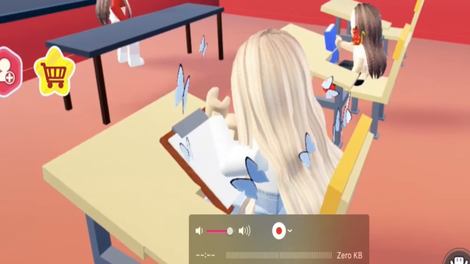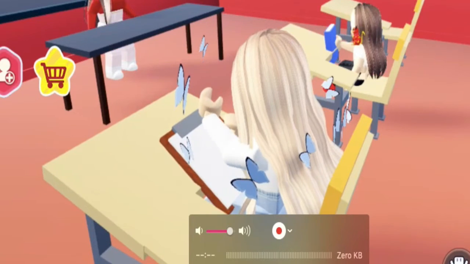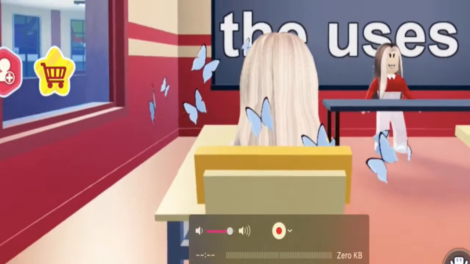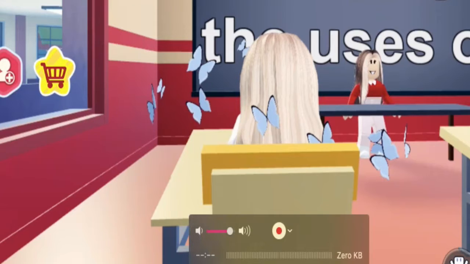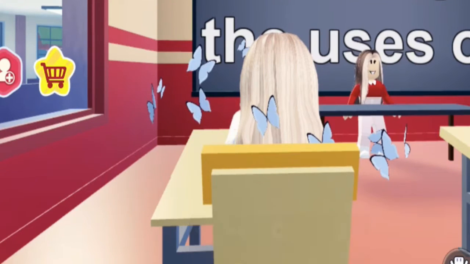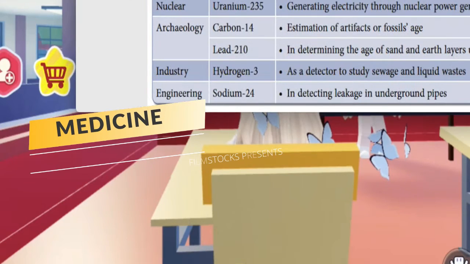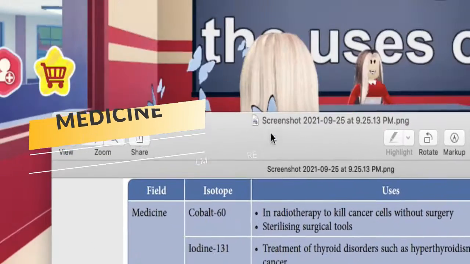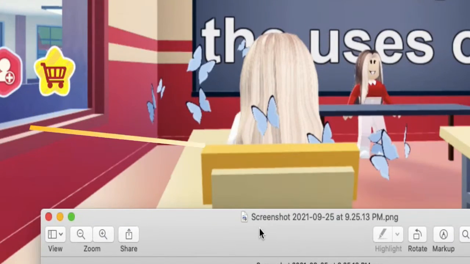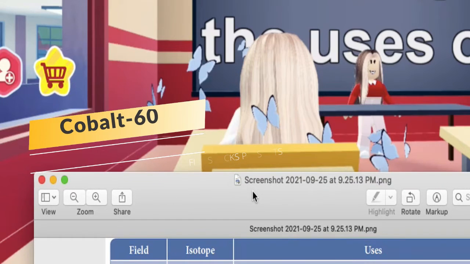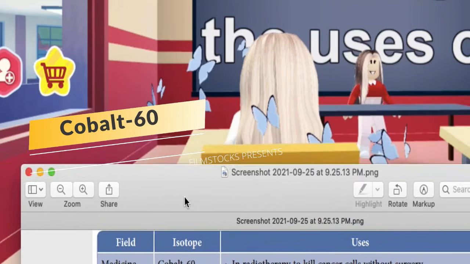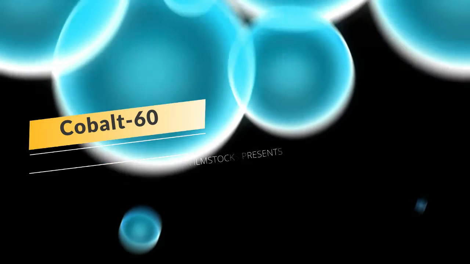Okay, so what notes are we going to write now? What are the uses of isotopes? Okay, let me just show my notes now. You write down now, students. I'm telling you what to write. Okay, number one.